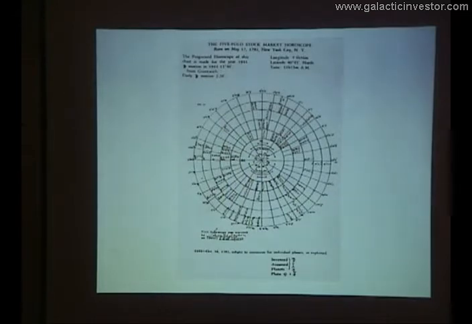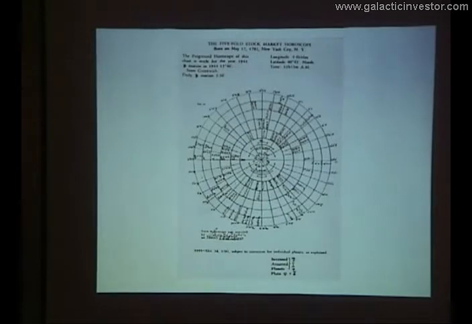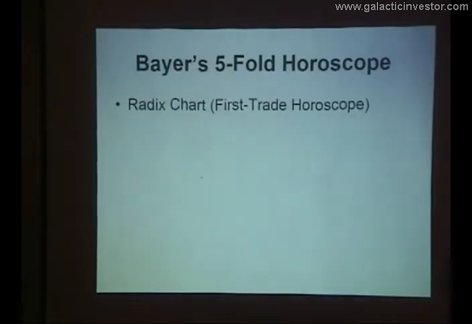There are 5 different charts. He says you really can't understand what's going on in the markets with astrology unless you're looking at 5 different horoscopes simultaneously. And the first one is the first trade chart, which is the radix chart. When we talk about charts in combination in astrology, the first one is the root or the radix chart. And so that's the one that he begins with.